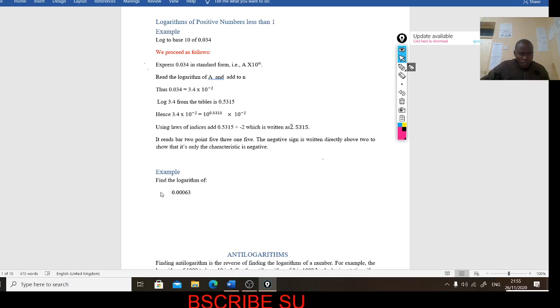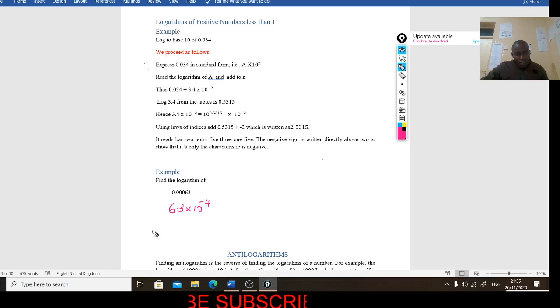Like this one, we need to find the logarithm of 0.00063. Now we write this into standard form. That is an example. Find the logarithm of this. We write this into standard form. The standard form of this, remember, I move 1, 2, 3, 4. It will be 6.3 times 10 power of negative 4.